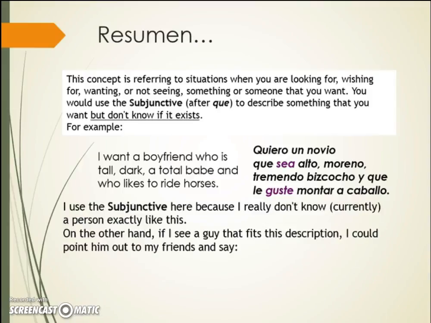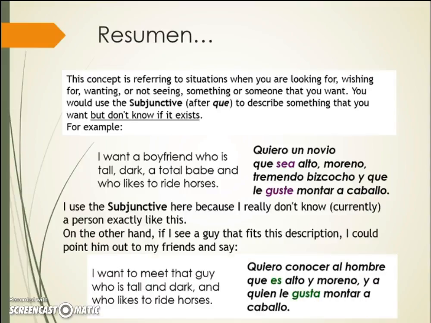Okay. So I use the subjunctive here because I really don't currently know a person exactly like this. However, if I see a guy that fits this description, like he walks in, I can point him out to my friends and say, hey, look, I want to meet that guy who's tall and dark and who likes to ride horses. And then all of a sudden, because he's walked in the room, he's suddenly in the indicative. He's within my realm of reality. So, quiero conocer al hombre que es alto, moreno, y a quien le gusta montar a caballo. So you can see everything switches to the indicative, and you can also see the personal a in al there.